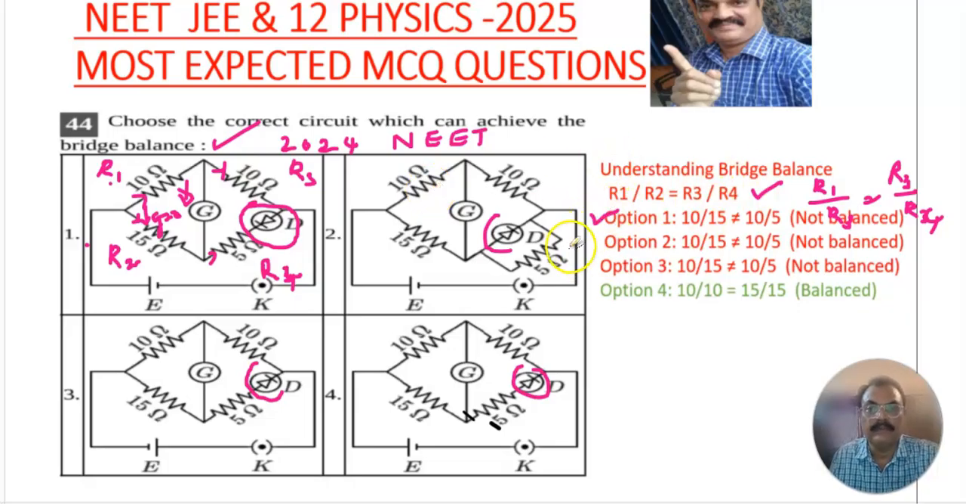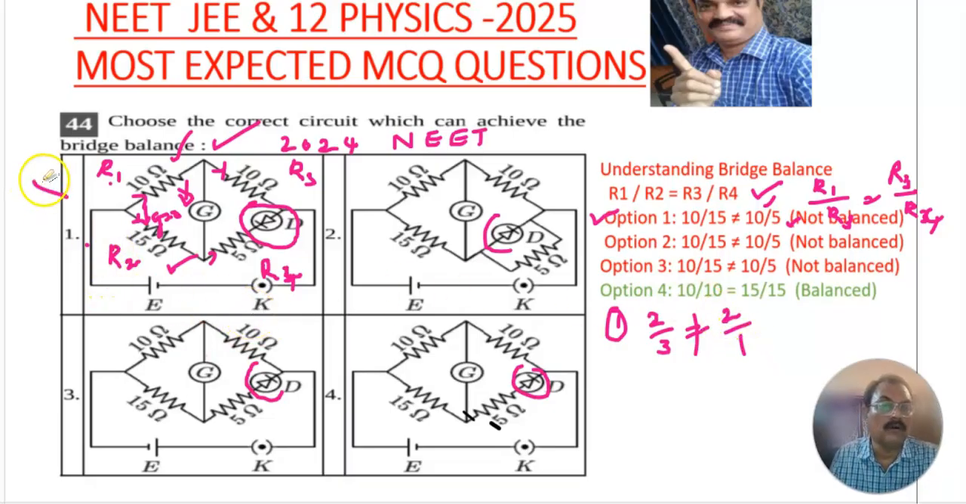In the first option, R1 is given 10, you can see here. And R2 is given 15. And R3 is given 10. And R4 is given 5. So when you cancel it, what will happen? 2 by 3 will come on the left side, which is not equal to 2 by 1. That means the first one is wrong. Then next, go for the second option.